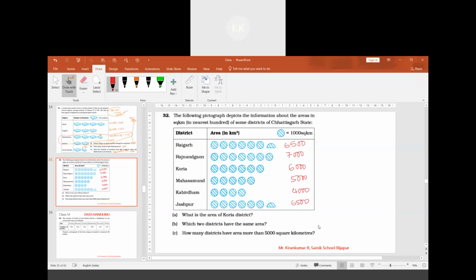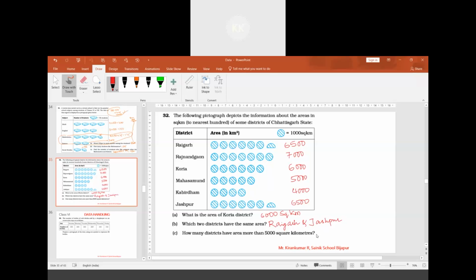What is the area of Korea? 6,000 square kilometer. We answer Tiger and Jaspur.